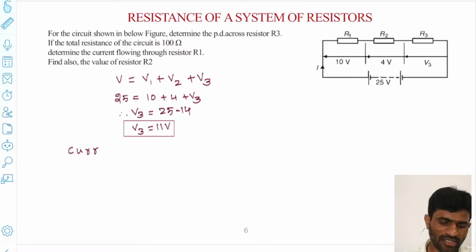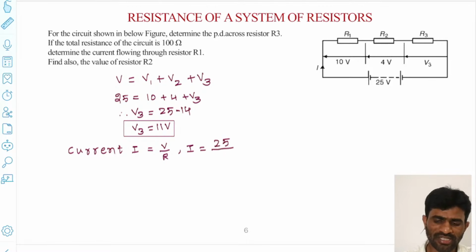Ohm's law formula, current I is equal to what? V by R, total resistance. So we know I is equal to the total voltage, 25 volts, divided by the total resistance, 100 ohms. So it is 1 by 4. 1 by 4 is how much? 0.25 amperes.